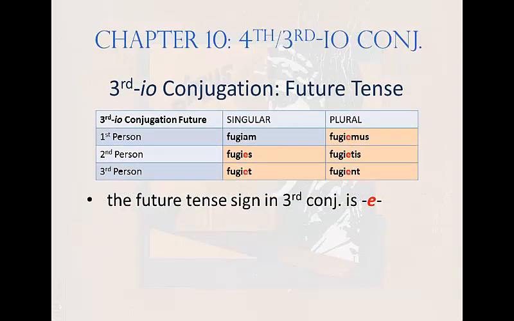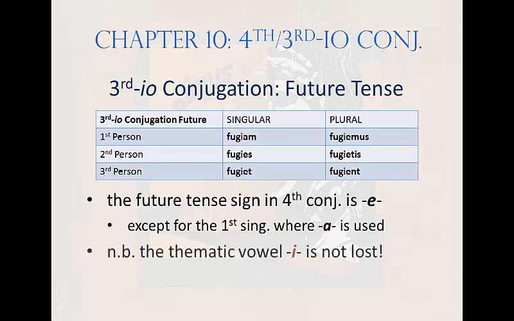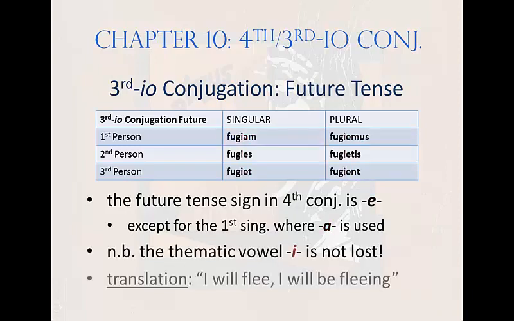Look at it. E future tense marker. A in the first person singular. No thematic vowel I lost. Translates will be. That's not in the slightest bit exciting. This verb could be fourth, and who would know the difference?